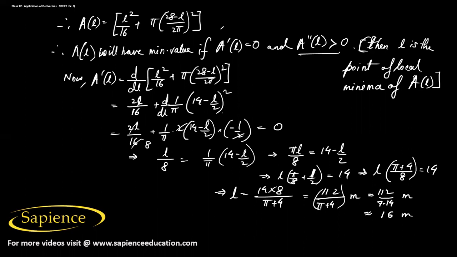So 112 by 7.14 is approximately 15.7. Therefore 28 minus L will be 28 minus 15.7, so that would be approximately 12.3 meters.